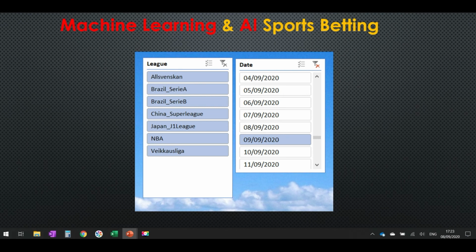Because of coronavirus, the leagues that I follow and can do a legit analysis on are not many. There are Allsvenskan in Sweden, Brazilian Serie A and B, the Chinese Super League, the Japanese J1 League, NBA, and Veikkausliiga.